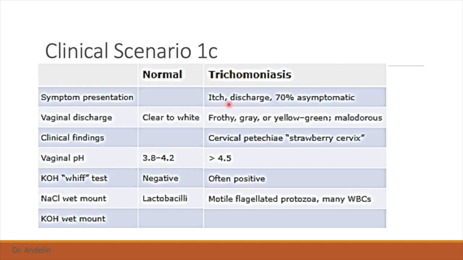Our patient had itchiness associated with her discharge. However, it is important to note that many patients with trichomoniasis actually are asymptomatic. Her discharge was frothy and green and malodorous. Also note that there can be variation in the color of the discharge. On exam, she had cervical petechia, or a strawberry cervix. Also important to note that only a minority of patients with trichomoniasis actually have the classic strawberry cervix. Her vaginal pH was elevated, and on saline wet mount we noted motile flagellated protozoa.